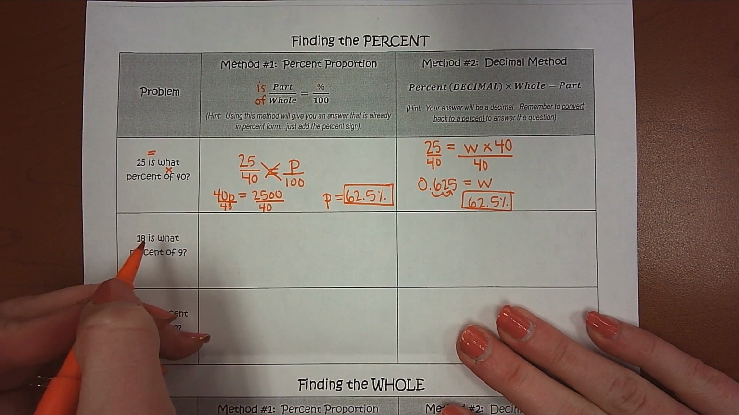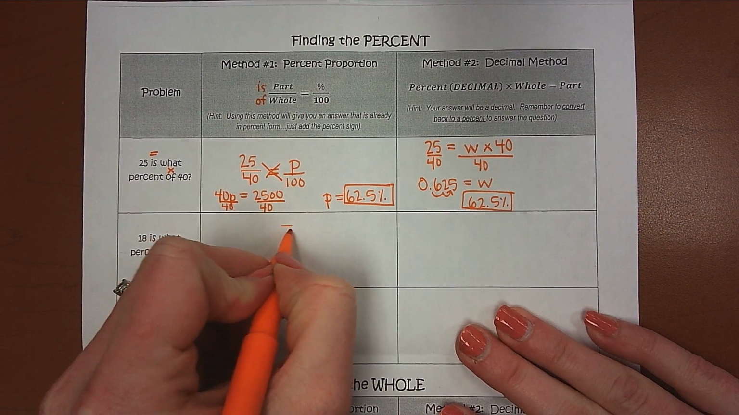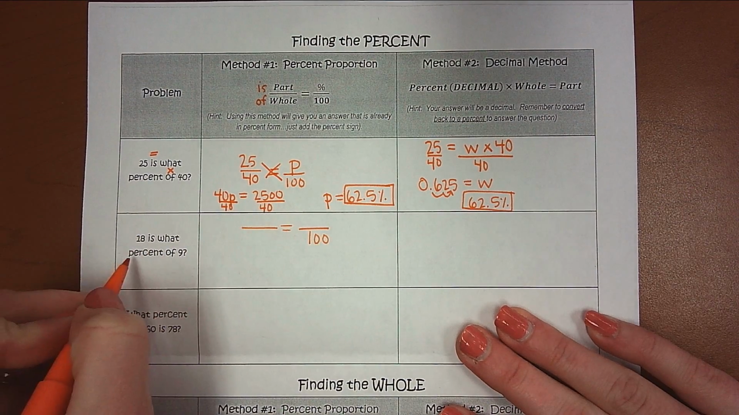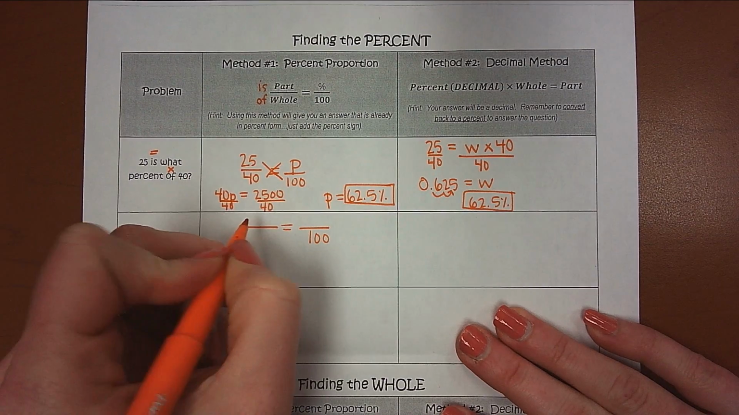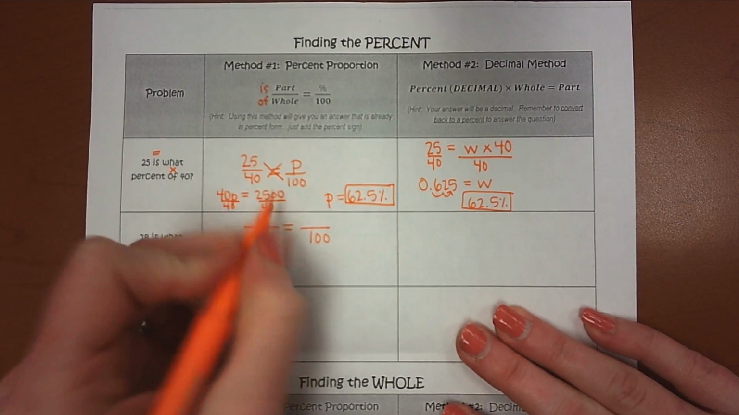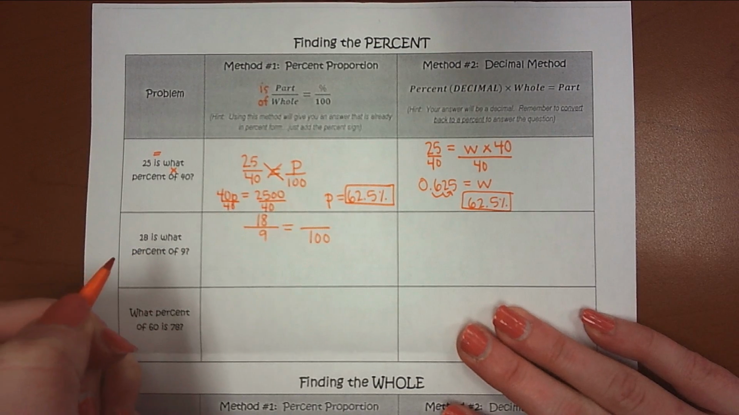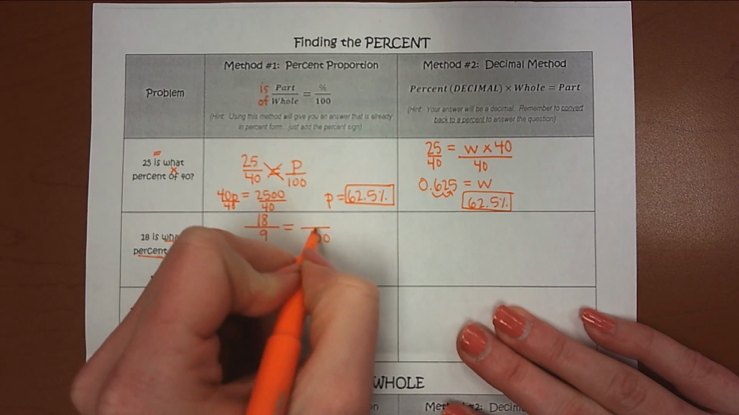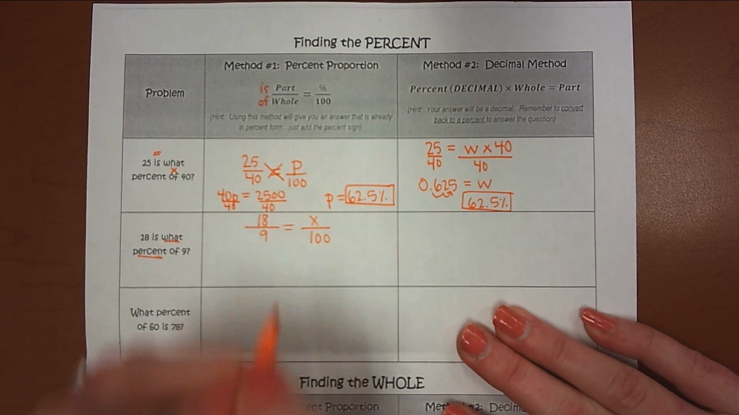The percent proportion says part over whole equals percent over 100. So 18 is what percent of 9? Well, 18 is my part, "of" means my whole, so 9 is my whole here. And then 100 we know, but we don't know what percent, so we have to put in a variable. This time I'll put in x.